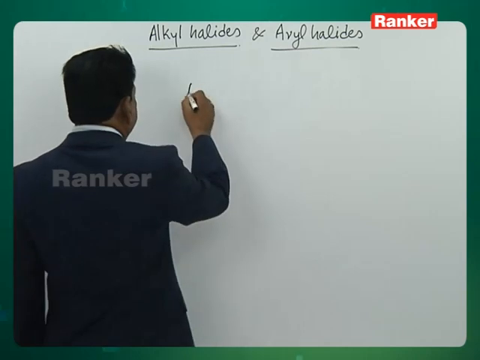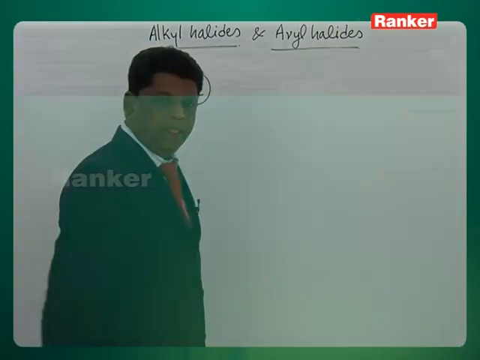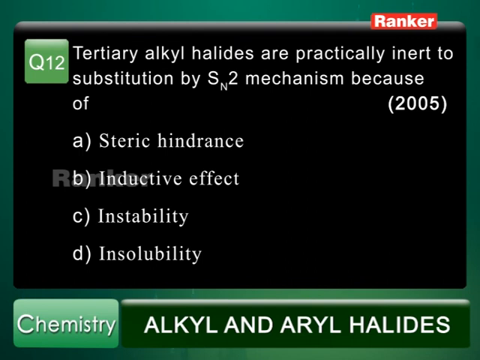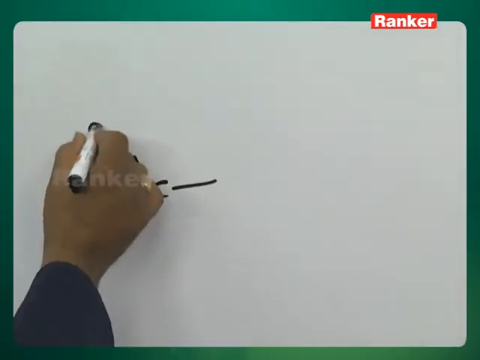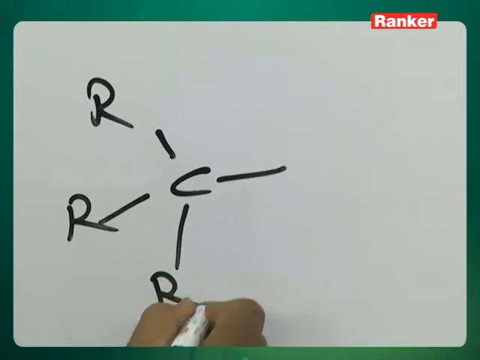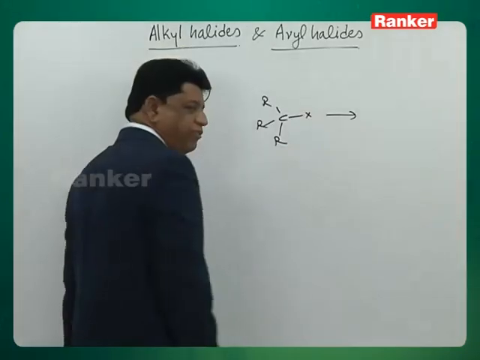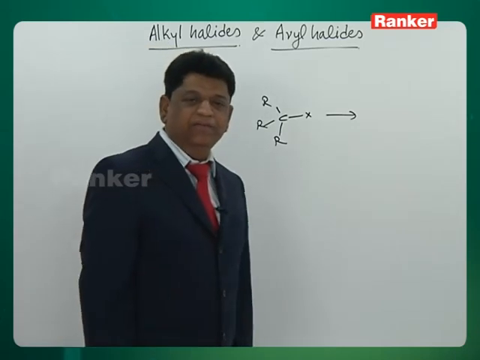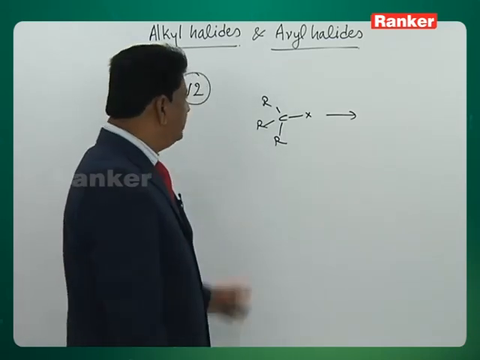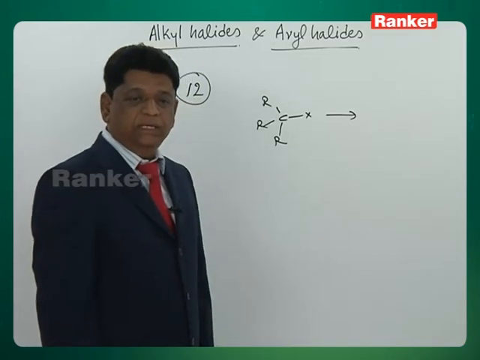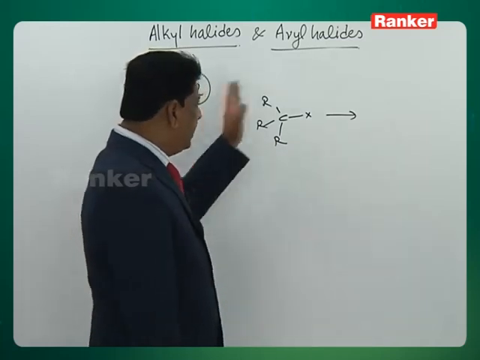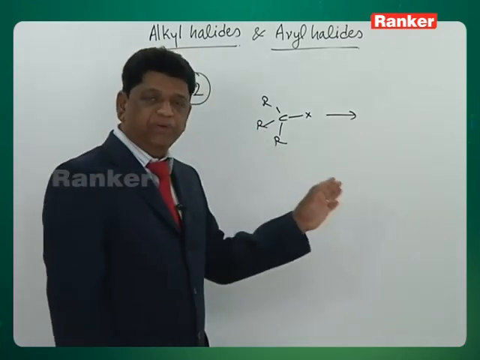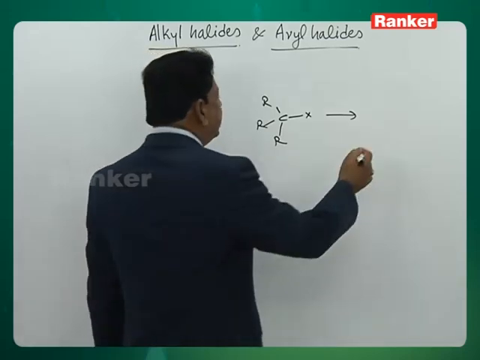So let's go to the next question, 12th question. Tertiary alkyl halides are practically inert to substitution by SN2 mechanism. Actually, tertiary alkyl halides undergo faster reaction, but by what mechanism? The mechanism is SN1 type of reaction. But here it is asked with reference to the SN2 reaction. The tertiary alkyl halides will almost not undergo SN2 reaction, because back attack is totally closed. So therefore, it prefers to undergo the reaction through a carbocation.